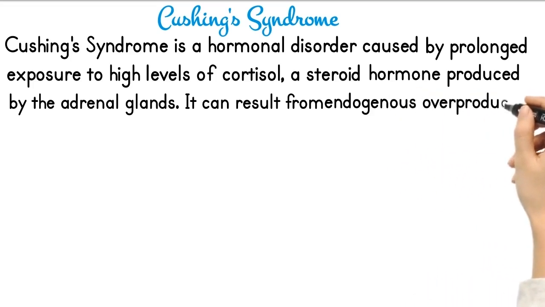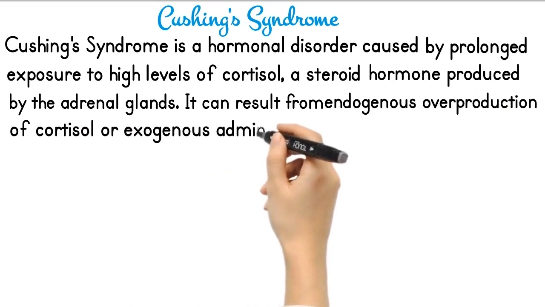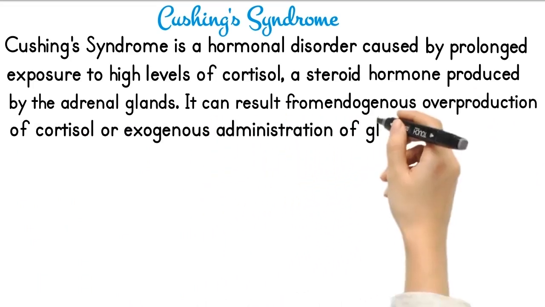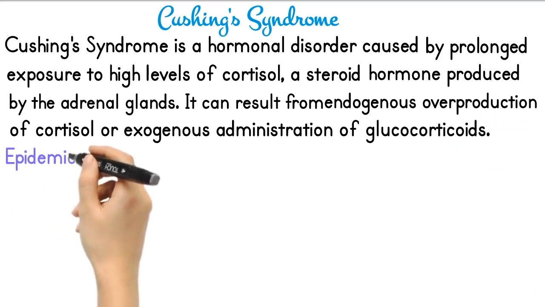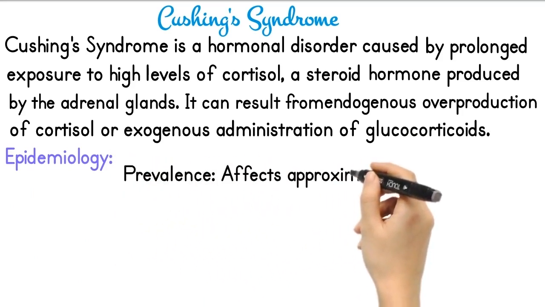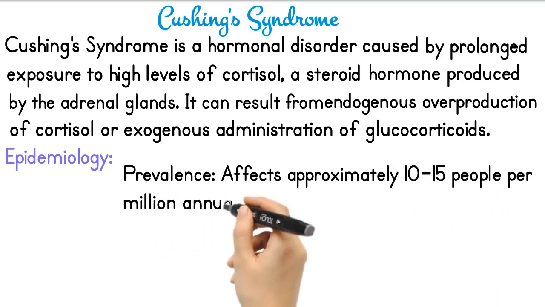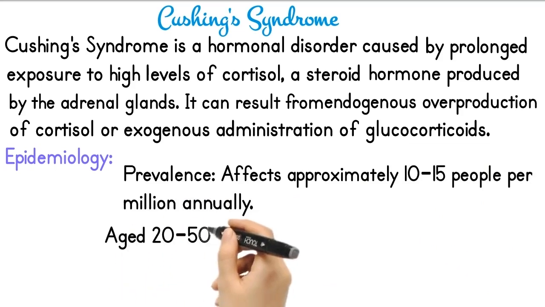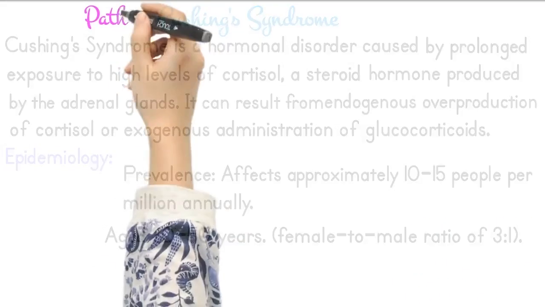Epidemiology. Prevalence affects approximately 10 to 15 people per million annually. Aged 20 to 50 years. Female to male ratio of 3 to 1. Relevance. Cushing syndrome is a classic example of hypercortisolism and is frequently tested in medical exams. Understanding its pathophysiology, clinical features.